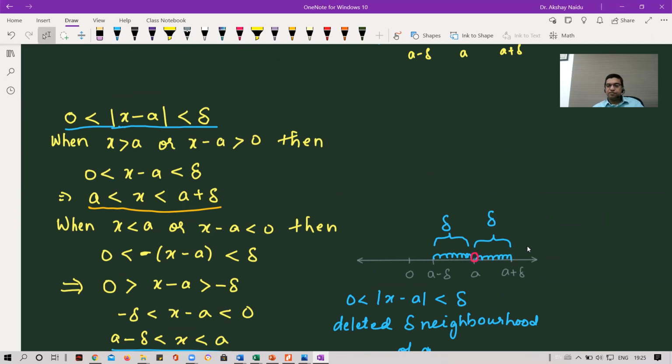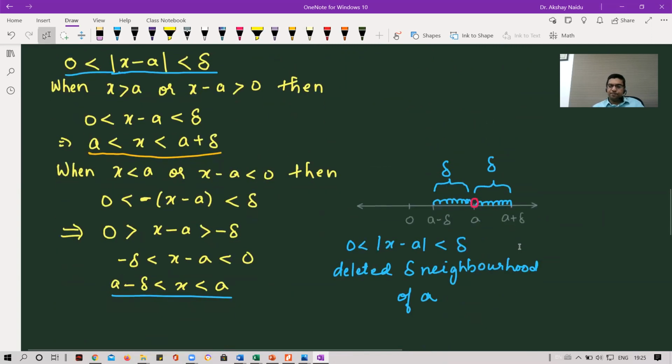So look at this. It is the neighborhood of A excluding A. So this expression, 0 less than mod of x minus A less than delta, is called the deleted delta neighborhood of A.